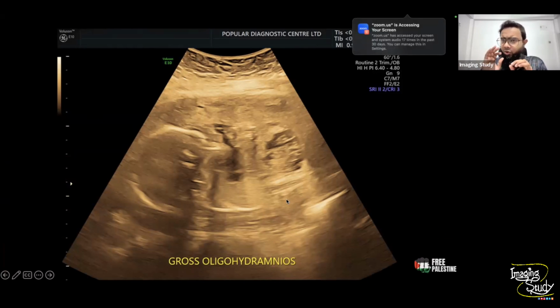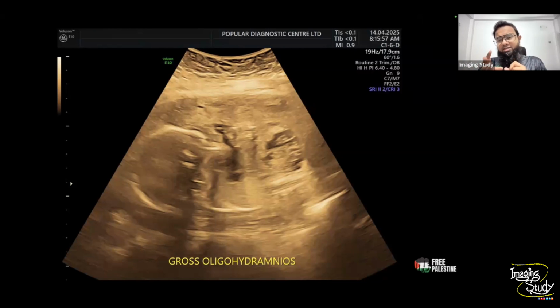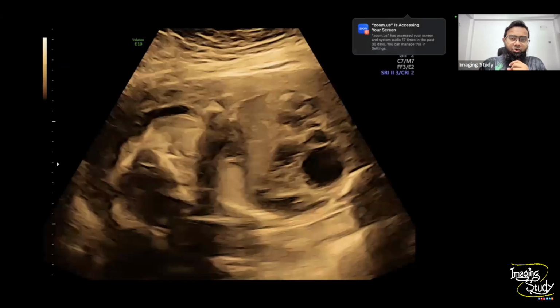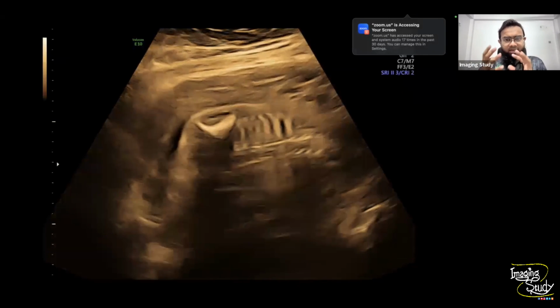Whenever you see a no amniotic fluid state at 20 weeks, you have to ask whether there is any history of leakage. If there is no leakage, then obviously there should not be any production of urine. So you need to evaluate the kidneys. You need to evaluate the presence of urine within the urinary bladder. So let's jump into the real-time view.